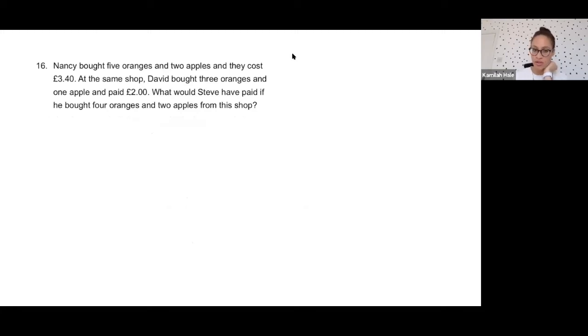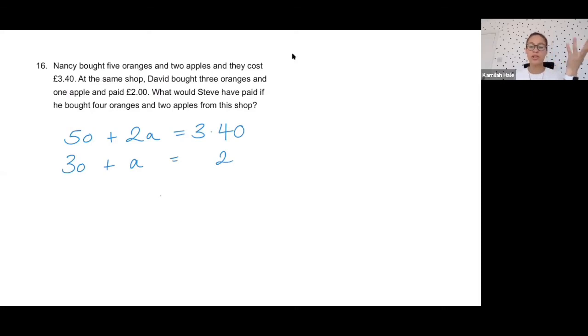Okay, so 5 oranges and 2 apples cost £3.40. David bought 3 oranges and 1 apple and paid £2. I'm going to actually delete that pound sign, so I'm not adding to the confusion right now. So what would Steve have paid if he bought 4 oranges and 2 apples? So basically, I need the price of an orange and an apple so I can do the rest of it.